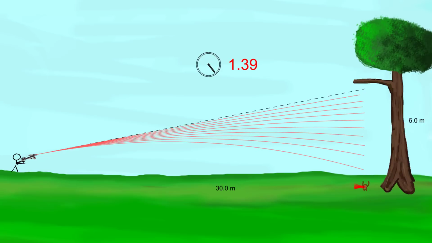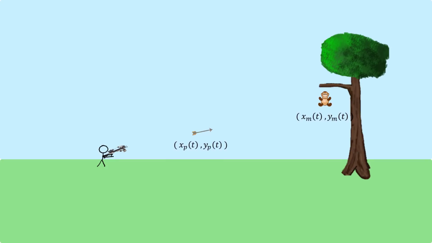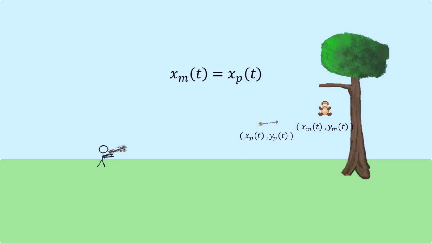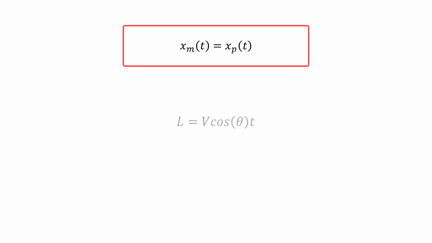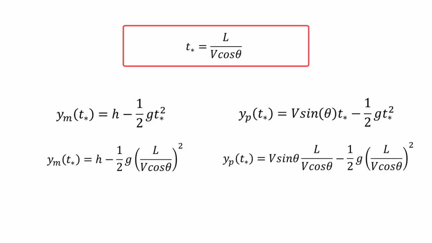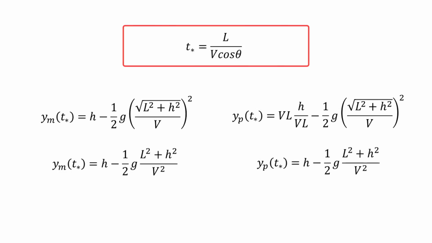Okay, before we try to save these monkeys from their inevitable death, let's break down the math so that we can understand what we just saw. When the hunter fires the projectile, it doesn't reach the monkey until their x-coordinates are equal to each other. When this happens, we can substitute in our kinematic equations that we previously derived, then solve for the time that it takes for the projectile to reach the monkey, which we will call t star. Then, if we evaluate the y-coordinates of the projectile and the monkey at t star, and simplify, then what we see is that the y-coordinates are also equal.